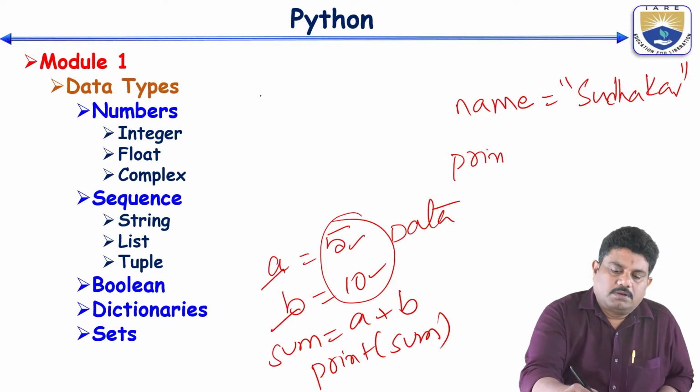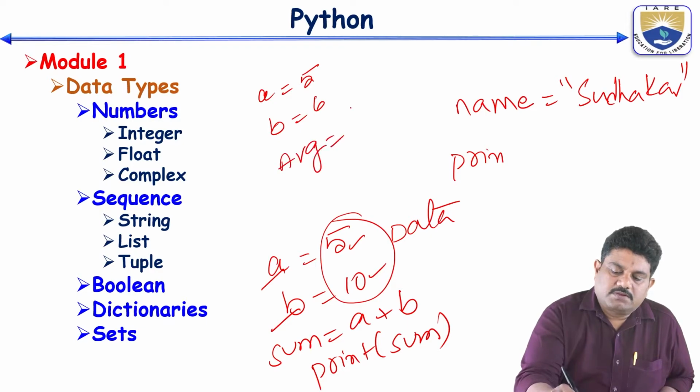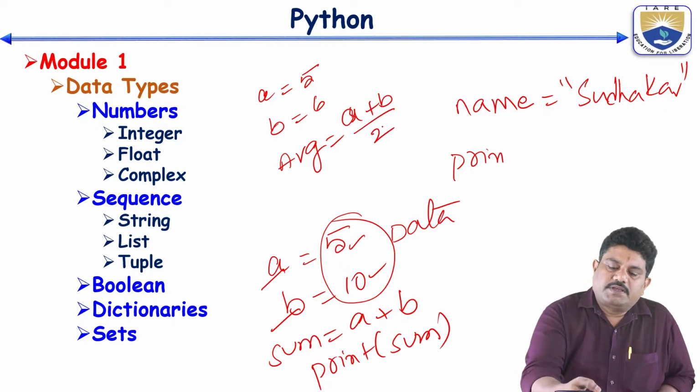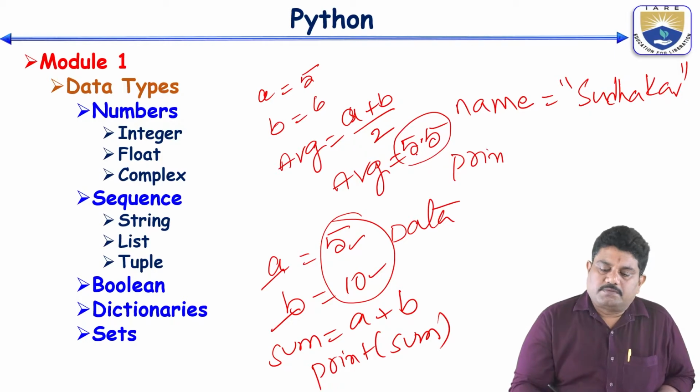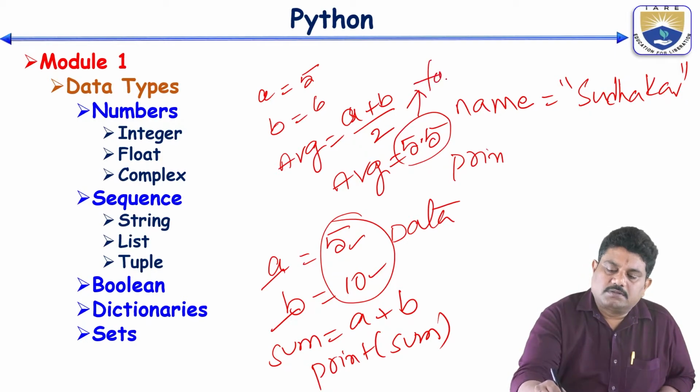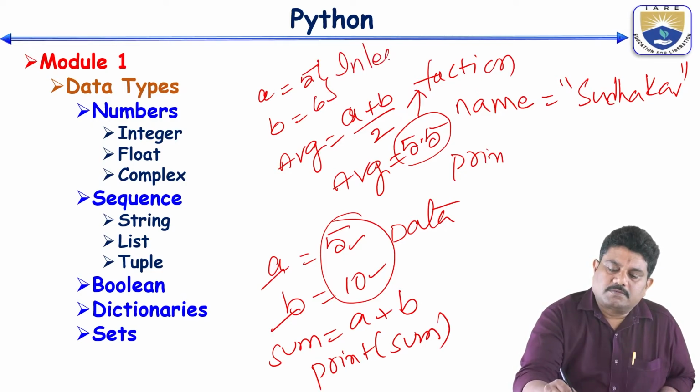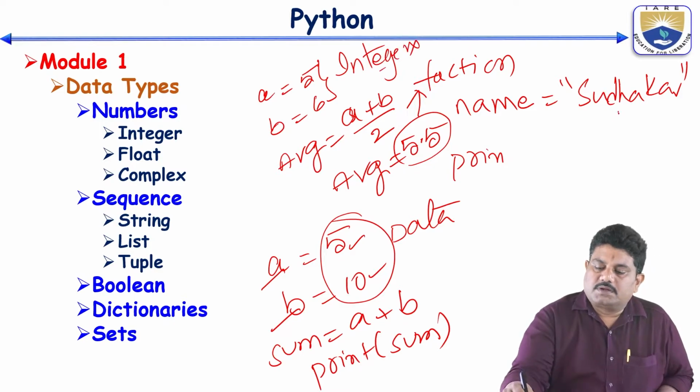Otherwise, we'll take a better example. Take a equal to 5, b equal to 6, and average equal to a plus b by 2. Now the value for a is 5, the value for b is 6. How much is the average? 5 plus 6 by 2 is 5.5. So the average contains 5.5. This is a fraction. These are integers or whole numbers. It is a string.